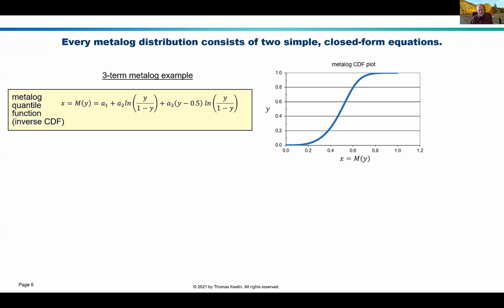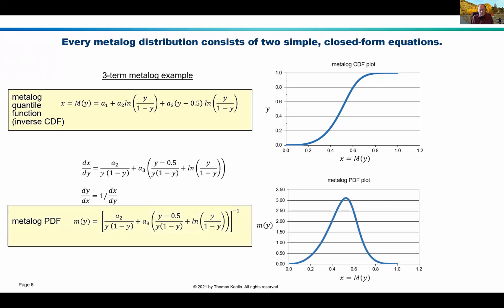The first is the quantile function that I just showed you. I'm using here as an example the 3-term Metalog quantile function, but this is true for any number of terms. If you simply differentiate that equation with respect to cumulative probability y, you get dx dy. And if you take the reciprocal of that quantity, you've got dy dx, which is by definition the probability density function, PDF. And so every Metalog distribution not only has a closed form quantile function, but also a closed form PDF that's a function of cumulative probability y.